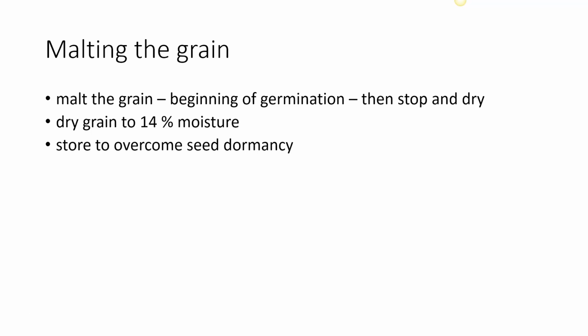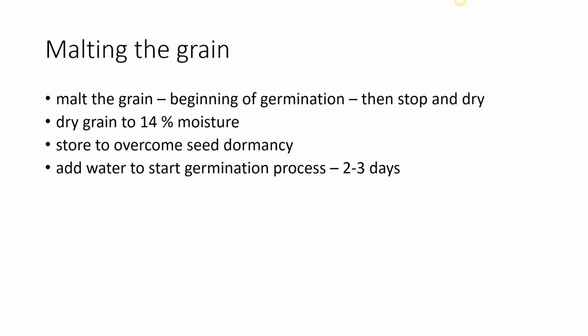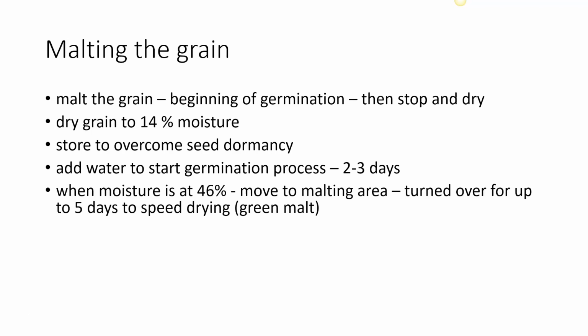Sometimes seed dormancy is a time factor. Then you add water to start the germination process. Normally, you're looking at 2 to 3 days. You can either change the water or you can leave the water. You're trying to get it to pull the moisture back up and start the germination process. When moisture is at 46%, the material is moved into a malting area. It's turned over for up to 5 days to speed drying. What the malting area does is start the process of germination. Then you turn it over and you dry it back down.